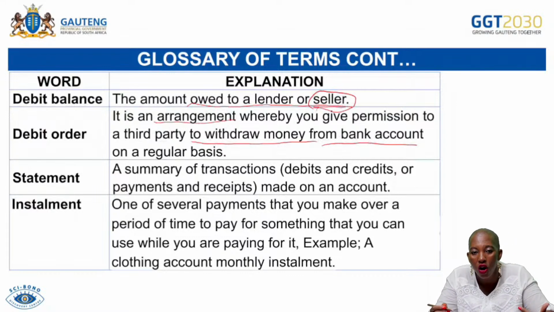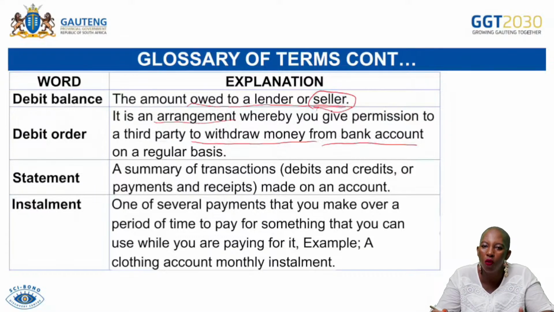How regularly? On a monthly basis or on a regular basis. I say when it says the 30th, please make sure that you pay MultiChoice. Every 30th of the month, pay MultiChoice. And then it comes to a statement now.